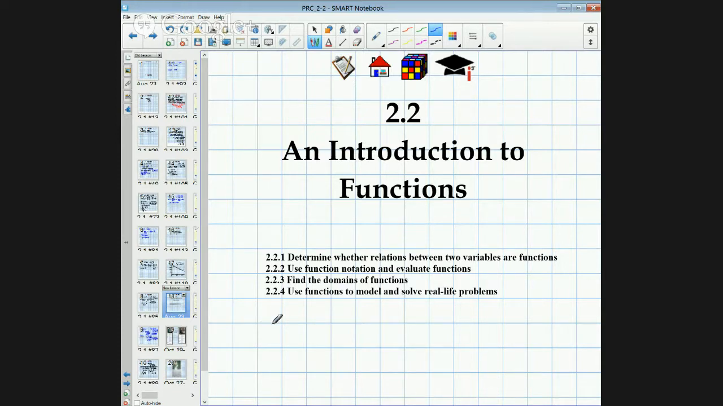So here are the 4 objectives for today's lesson. Everything is basically a relation, but only special ones are functions. We're going to need to tell when it is special, a function, and when it isn't. Secondly, this is a big one, using function notation and being able to evaluate.